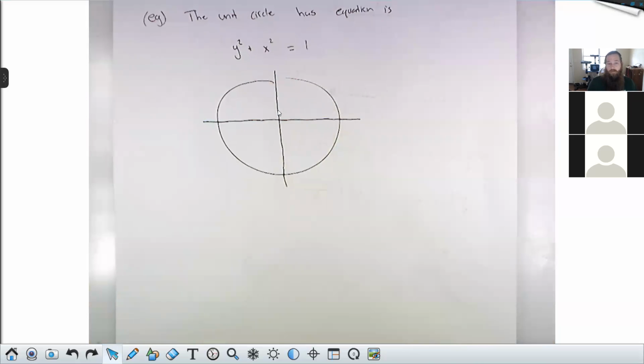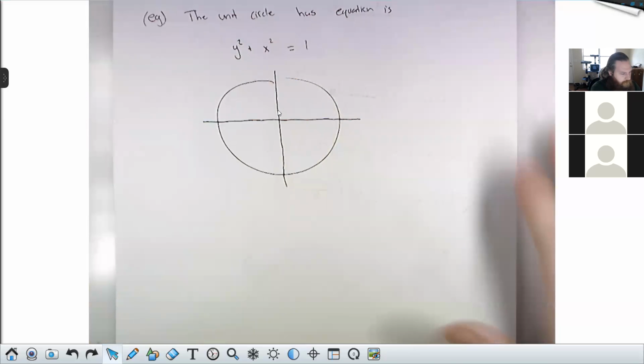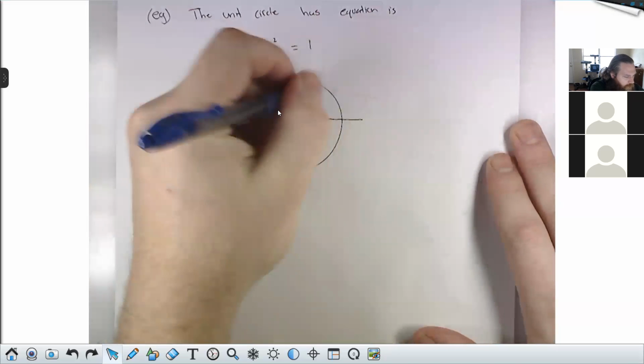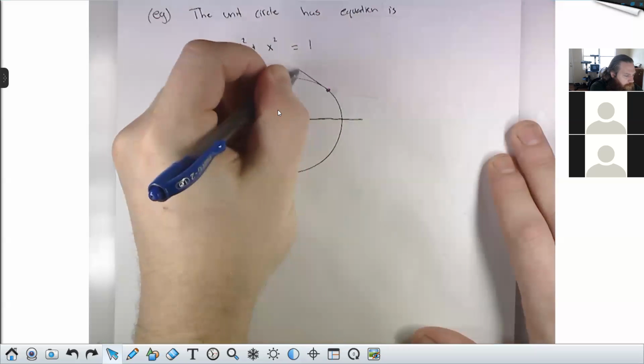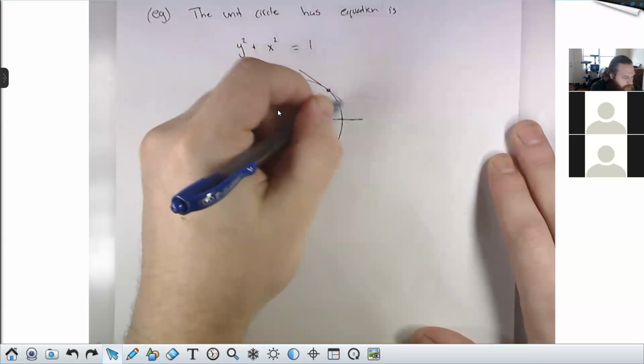It fails the vertical line test, fails the horizontal line test, is definitely neither one-to-one, nor is it a function. So how would you go about finding the tangent line if I asked you to? One of the points we know is on here is root 2 over 2, comma, root 2 over 2. How could we find this tangent line?